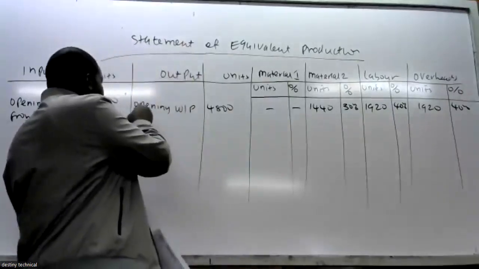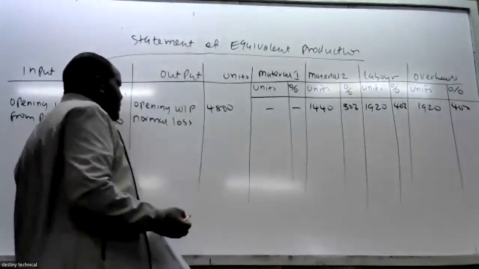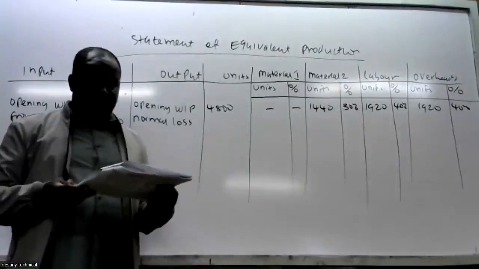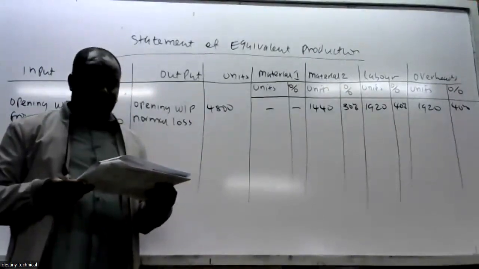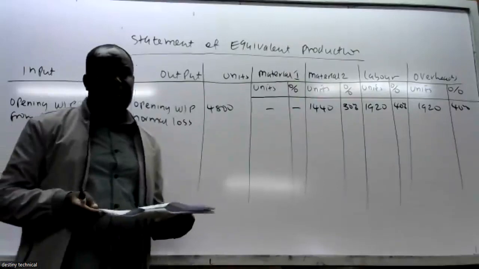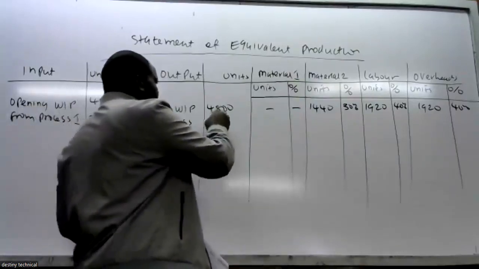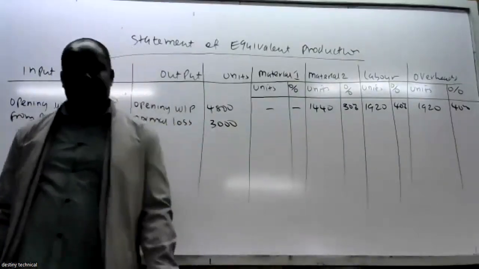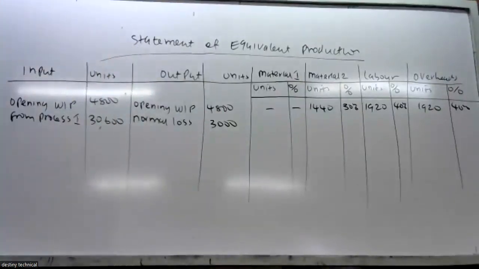The other item is the normal loss. So normal loss, you remember we calculated, it was 10% of the production. And you remember the 3,000? The normal loss, I suspect it was 3,000. Was the normal loss 3,000?